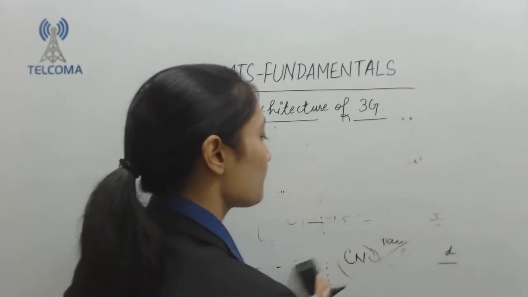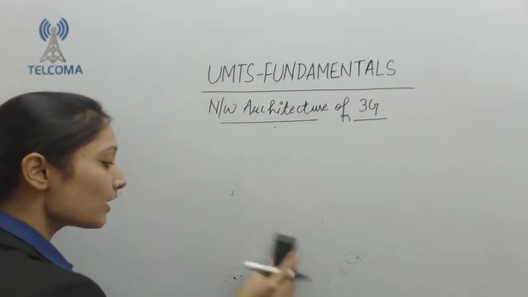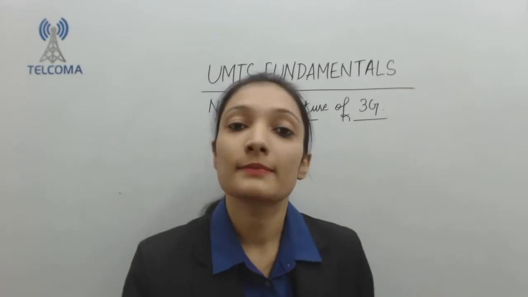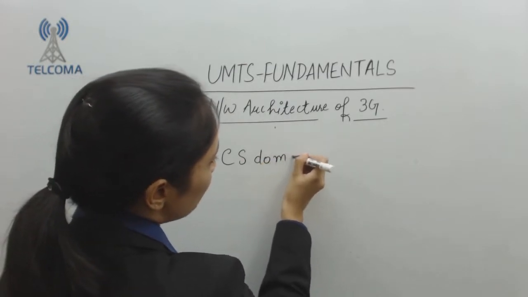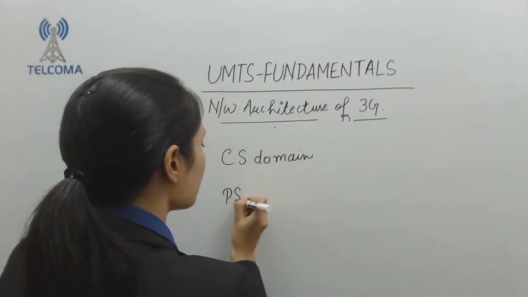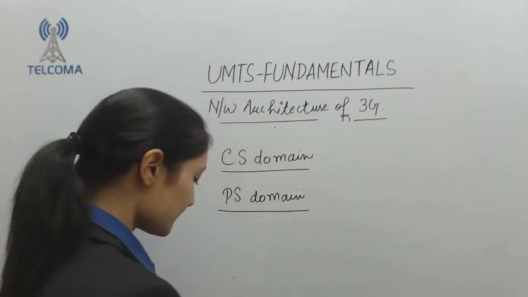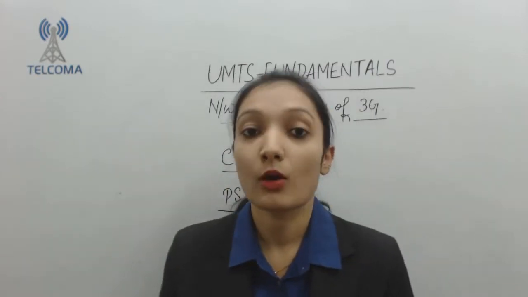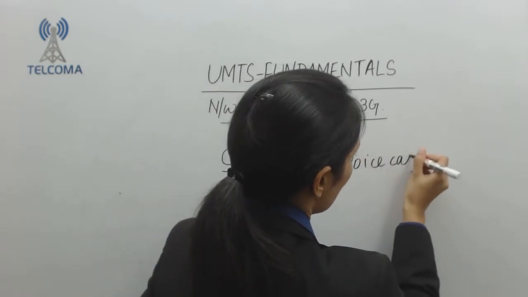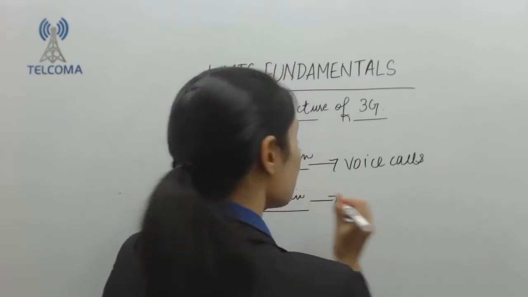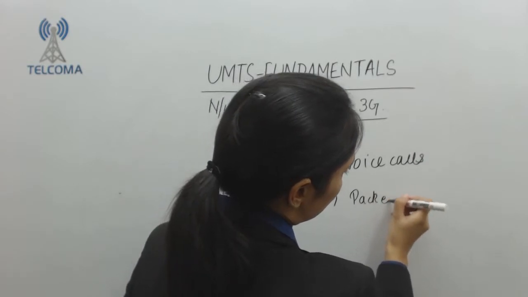Circuit switched domain and packet switched domain, we can say that these are basically a migration from the GSM network. The entities which we will be using here in the core network are simply migrated from our GSM network. I have the CS domain, which is my circuit switched domain, and the PS domain. This CS domain is basically responsible for carrying the circuit switched data, or simply we can say our voice calls. And the PS domain, which is our packet switched domain, is responsible for carrying the packet data.